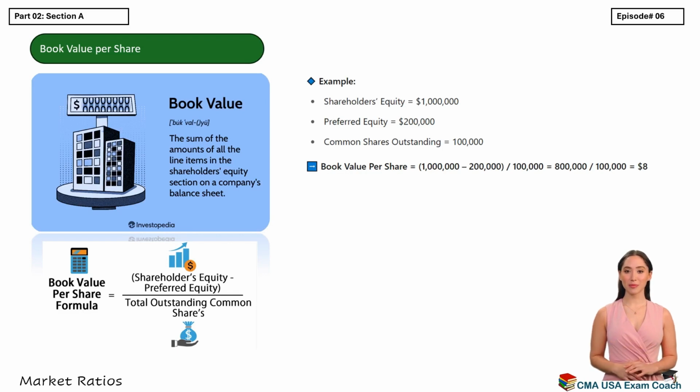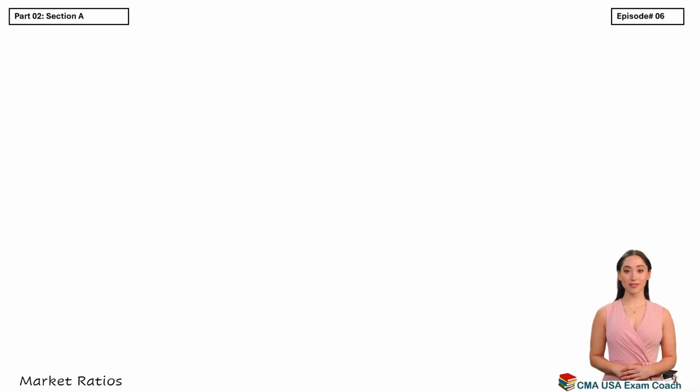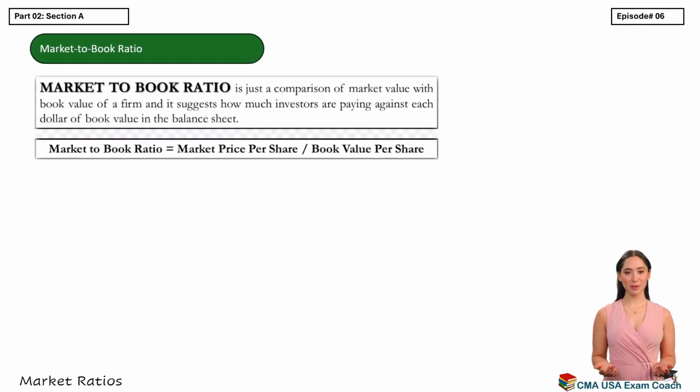Now let's move on to the market-to-book ratio, a key measure of how the market values a company compared to its actual book value. This ratio compares the market price of a company's shares to its book value per share. It helps investors assess whether a stock is undervalued or overvalued. Here's the formula. Market-to-book ratio equals market price per share divided by book value per share.